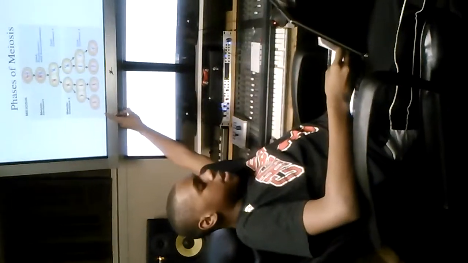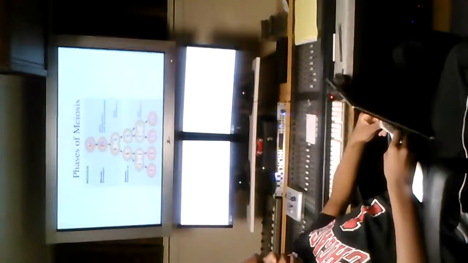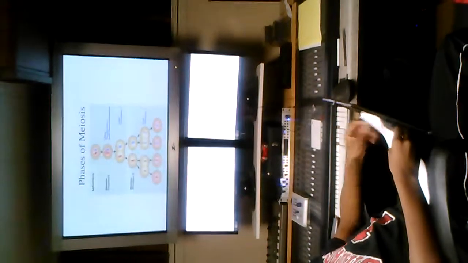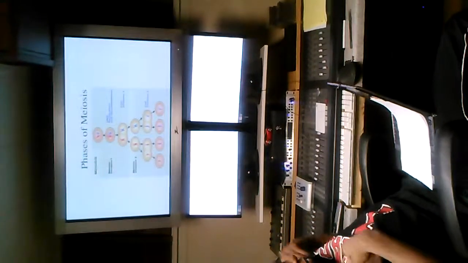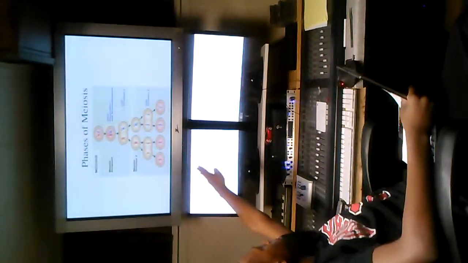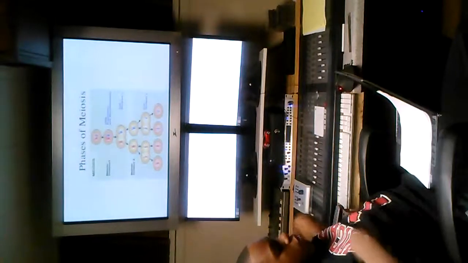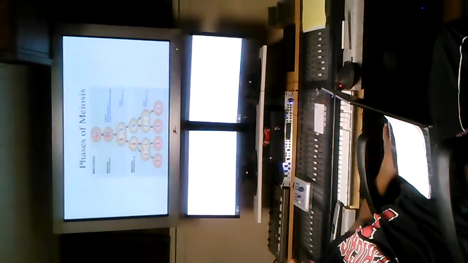As you can see up there on the screen, on division 1, homologous chromosomes pair up and are separated, so one of each of the chromosomes goes to each new cell. Then if you look down at division 2, the sister chromatids are separated so that one of each enters the new cells, which means that 4 haploid cells are created.